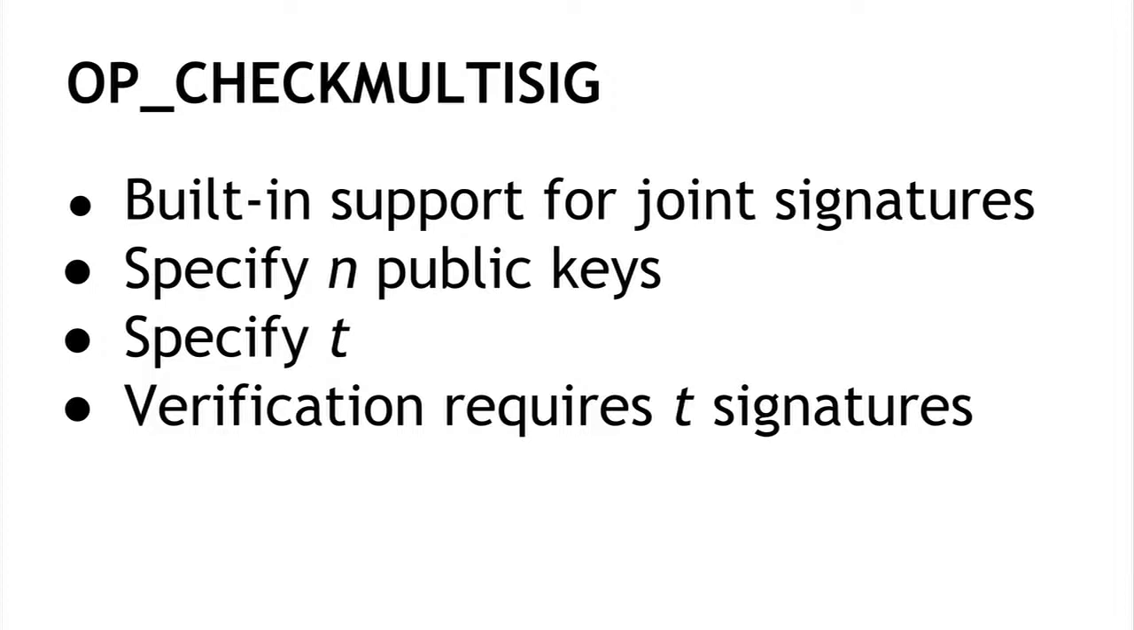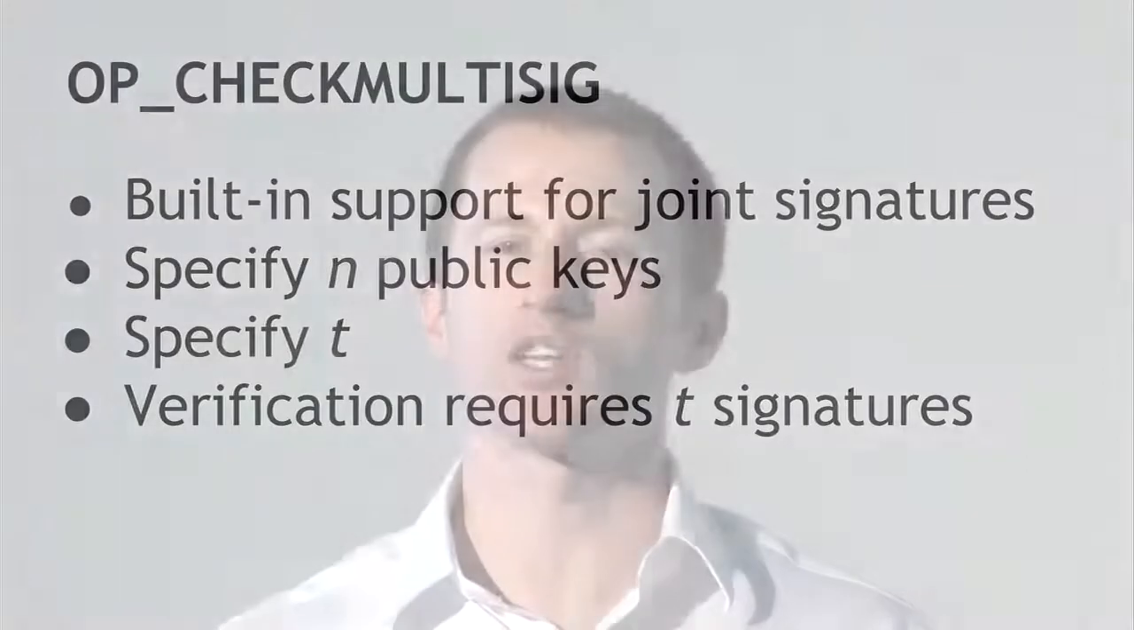We'll show some examples of what you'd use multisig for in a second, but this is quite a powerful primitive. In a compact way in the Bitcoin scripting language, you can express the concept that t out of n of these public keys must sign in order for this transaction to be valid.